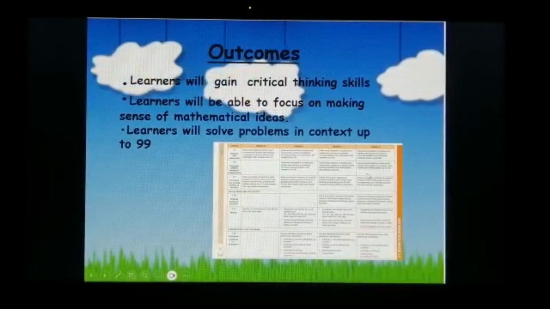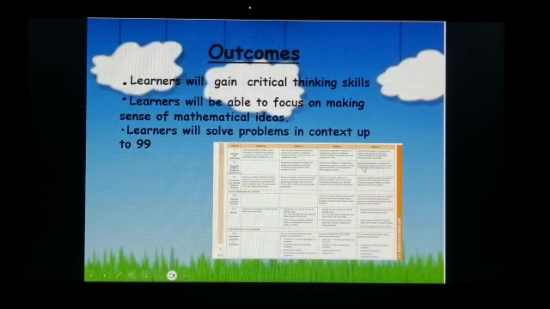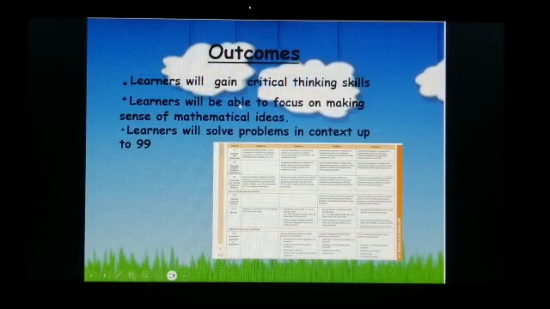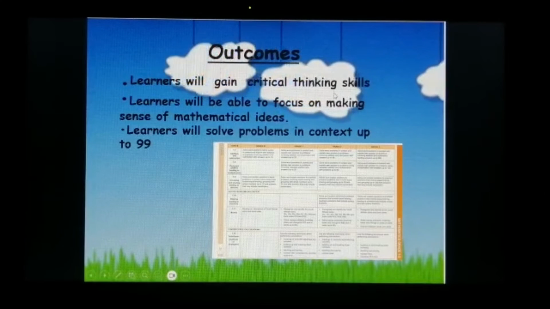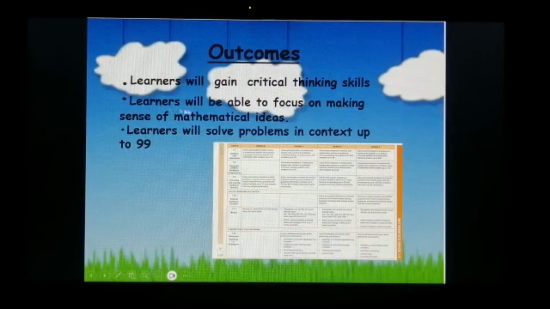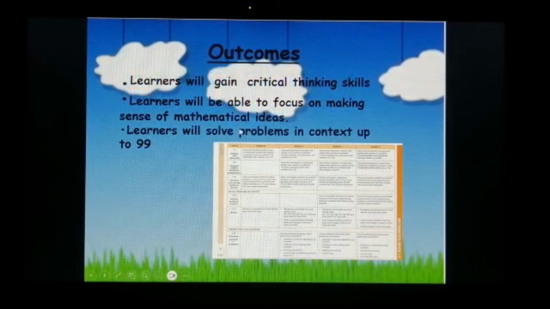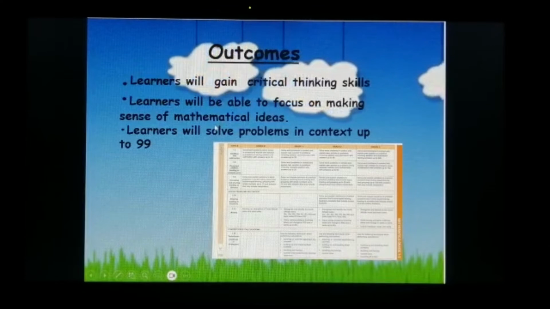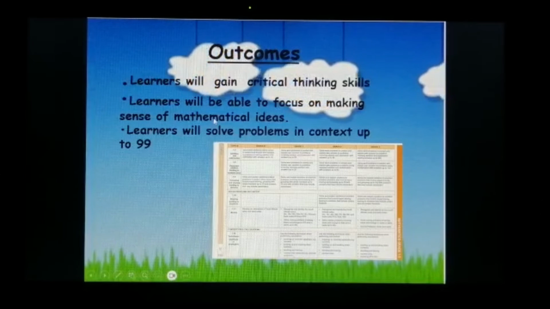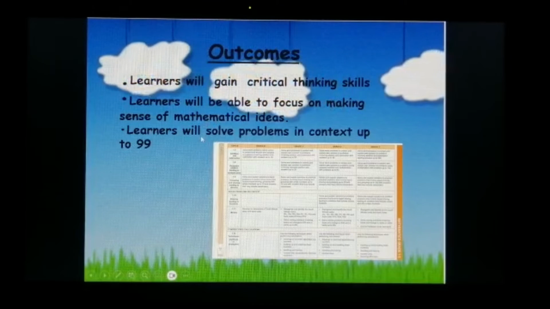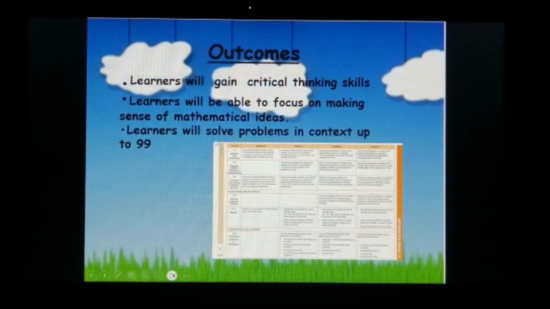The outcomes, or rather, what you will gain after playing this game are the following. You will be able to gain critical thinking skills. This means that you will be thinking really fast. Learners will be able to focus on making sense of mathematical ideas. This means that no matter how big the problem is, you will be able to understand each problem and solve it. Also, learners will solve problems in context up to 99.